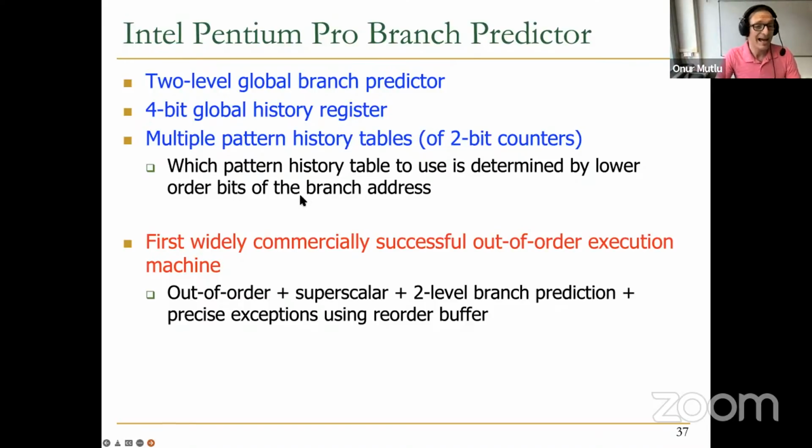The reason they had this was because this was a very aggressive processor. It had out-of-order execution, superscalar execution, precise exceptions using a reorder buffer, and branch prediction was extremely important for them. This 2-level branch predictor improved the performance significantly.